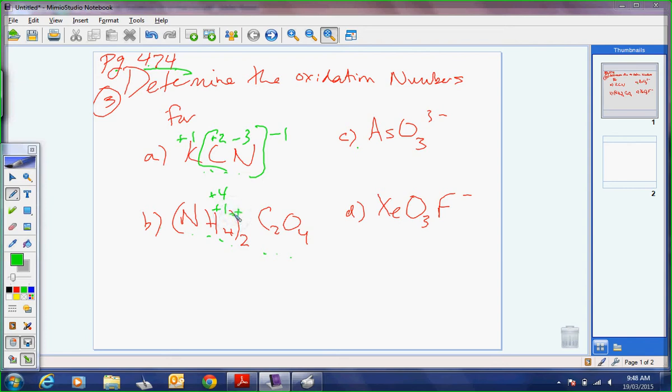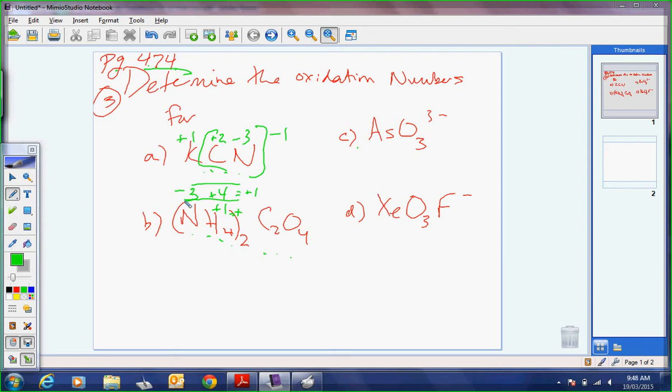The overall charge is +1, so that makes nitrogen -3 in order to equal out to that +1. So you've broken it up into the ions. You've used that toolkit. Good.